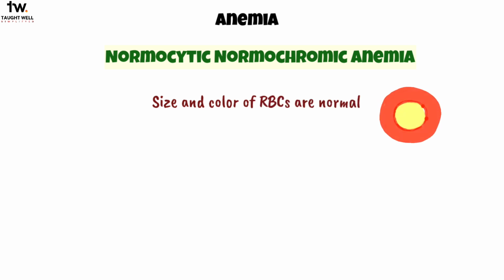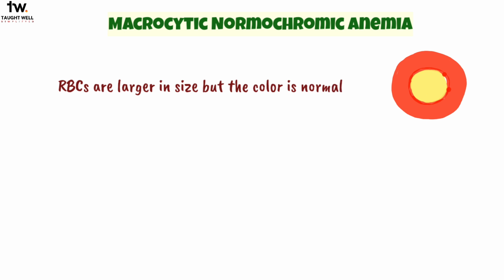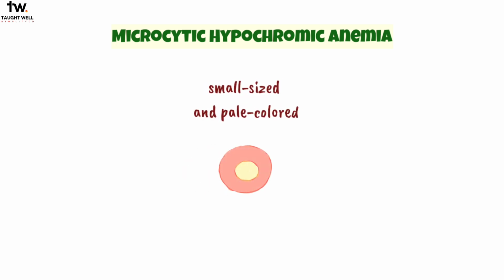The first one is normocytic normochromic anemia. Here, normo means normal, so the size and colors of RBC is normal, but the number of RBCs is less. The second is macrocytic normochromic anemia. Macro means big. The RBCs are larger in size, but the color is normal. Next is macrocytic hypochromic anemia. Here, the size is big and the color is pale. The last one here is microcytic hypochromic anemia. In this one, the cells are microcytic, meaning small-sized and pale-colored.